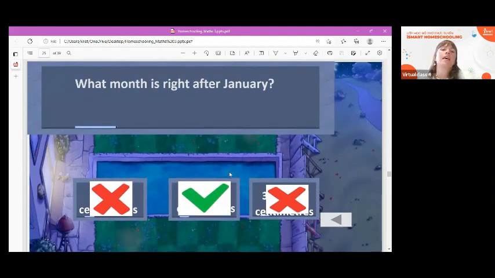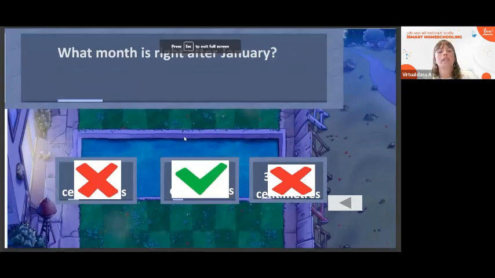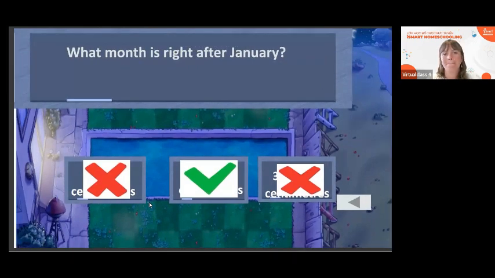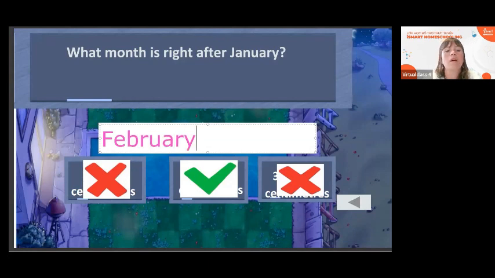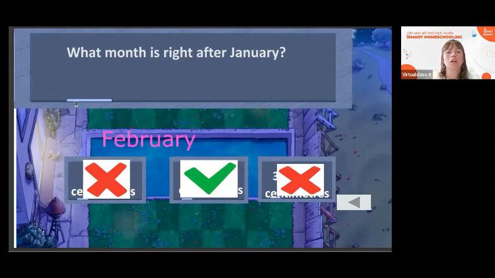So what month is right after January? What month is after January? There we go. Awesome. So what month is after January? It is February. Great job. Nice. All right, so let's take a look at the next one.